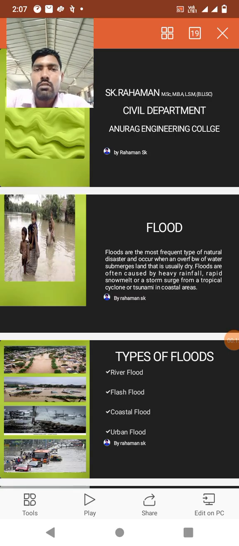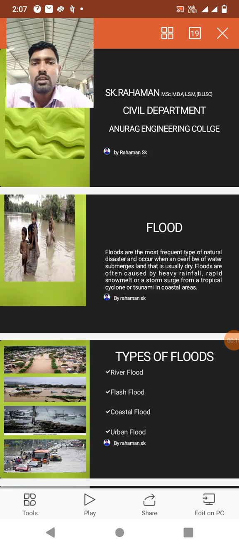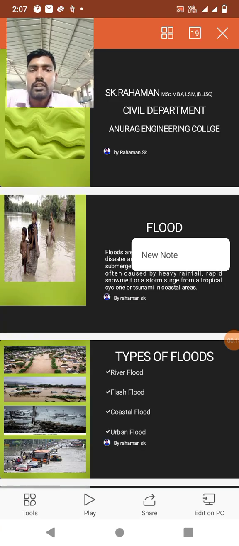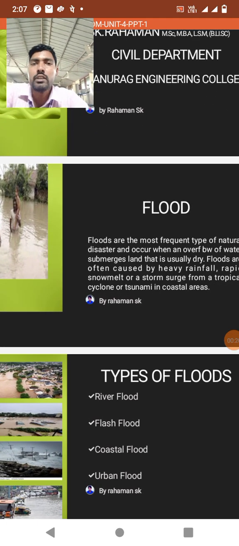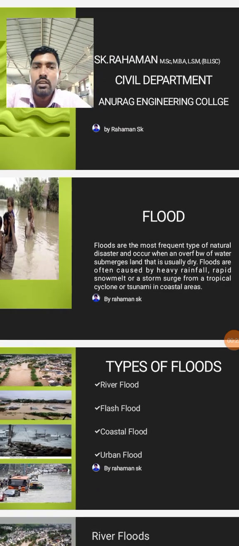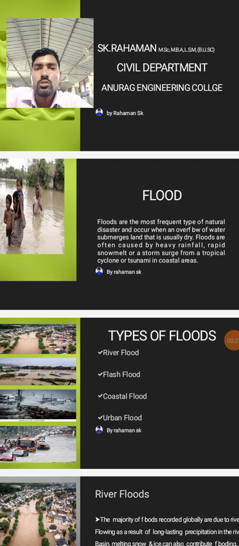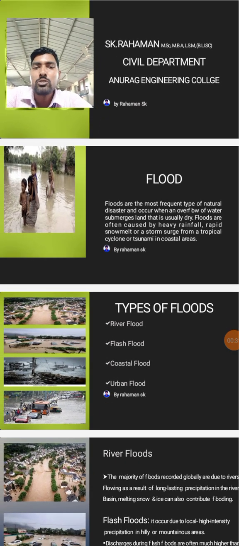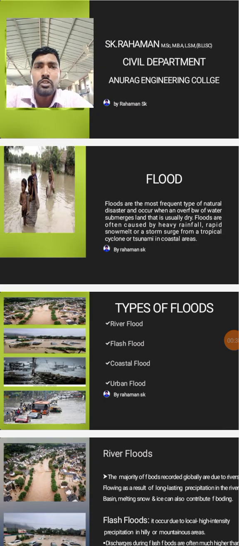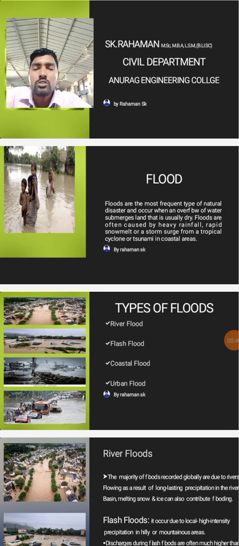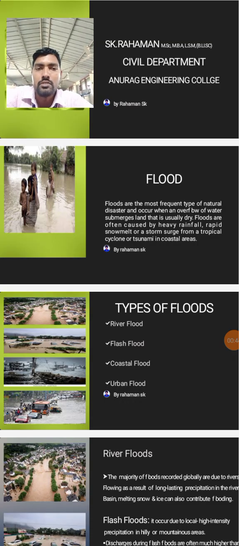So today we are discussing an important topic, especially in the fourth unit: exogenous hazards. What is meant by exogenous hazards? Any hazard or disaster that happens on the surface of the earth. Such kinds of hazards or disasters are called exogenous hazards.